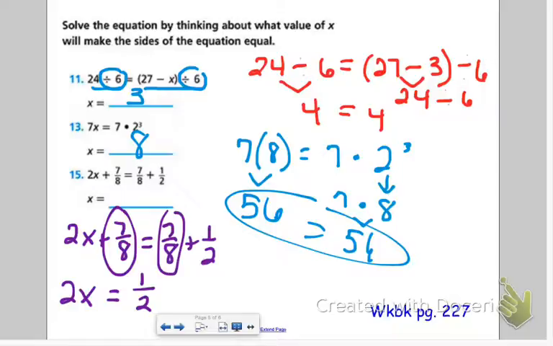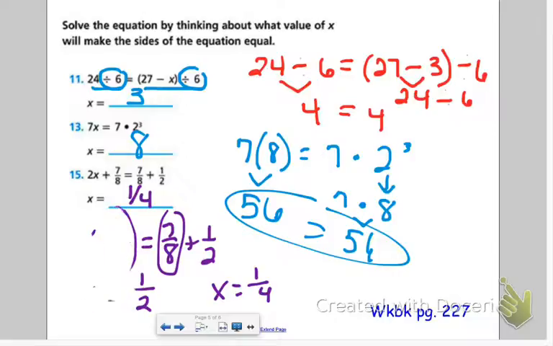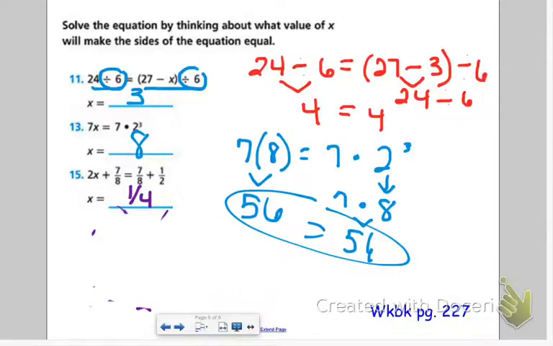So 2 times what gives you 50 cents? Hopefully you think, oh, 2 quarters. And you know a quarter is the same as 1/4. So maybe x is equal to 1/4. 2 times 1/4 gives you 1/2. Let's substitute it into the original equation and see if it works. So I'm going to again go back to the original equation. Let's do red again.